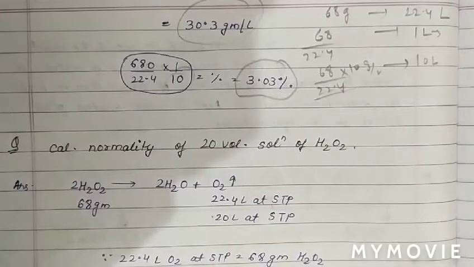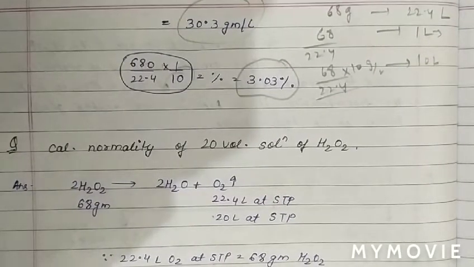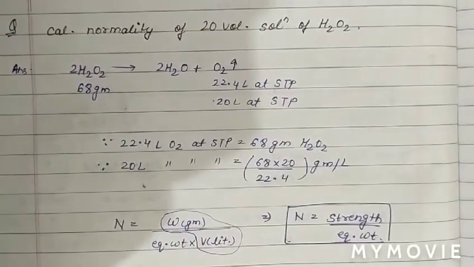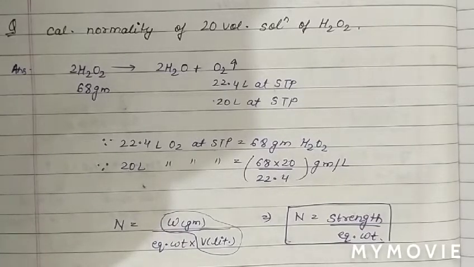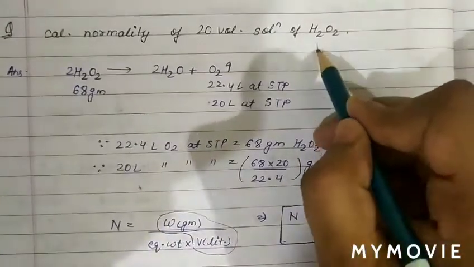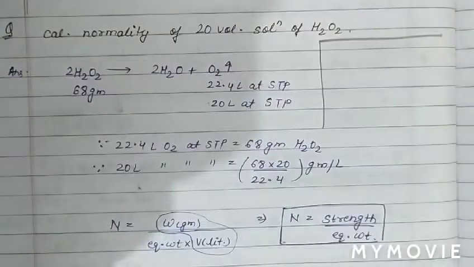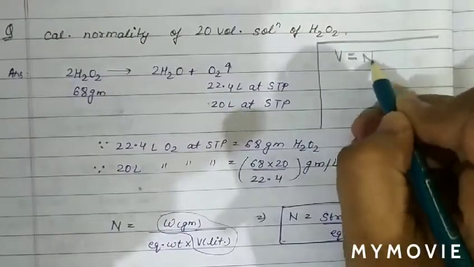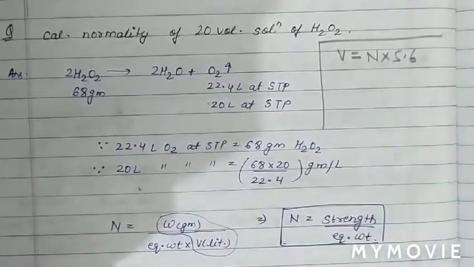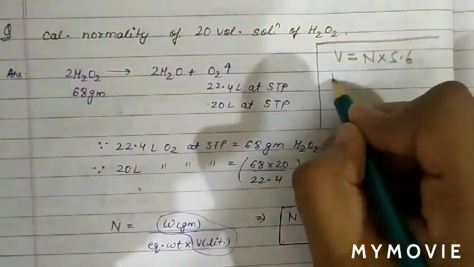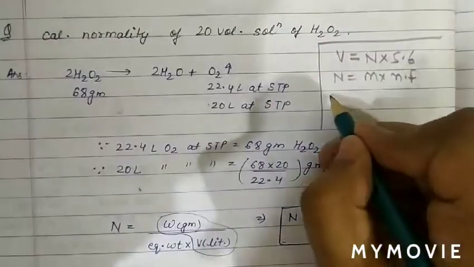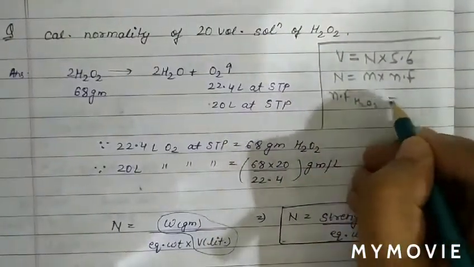See the next question. We have to calculate the normality of a 20 volume H2O2 solution. Always remember the shortcut which I am telling you for the calculation, so you do not do that much lengthy calculation. Always remember, volume strength is normality into 5.6. Also, normality is molarity into n factor, and the n factor of H2O2 is equal to 2.